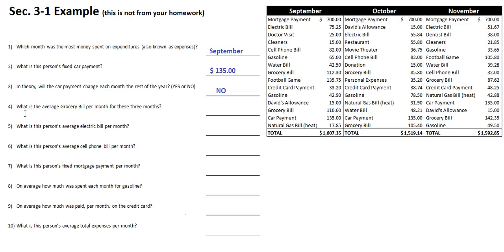Number 4 is where it gets a little bit tricky. Why? Well, because in number 4, we're going to have to actually do some math. We're going to try and find the average grocery bill per month for these 3 months. Well, the first thing we've got to do is find all of the grocery bills. We've got to find them all. And you've got to be careful. Why? Because sometimes the grocery bill is done more than once in a month.